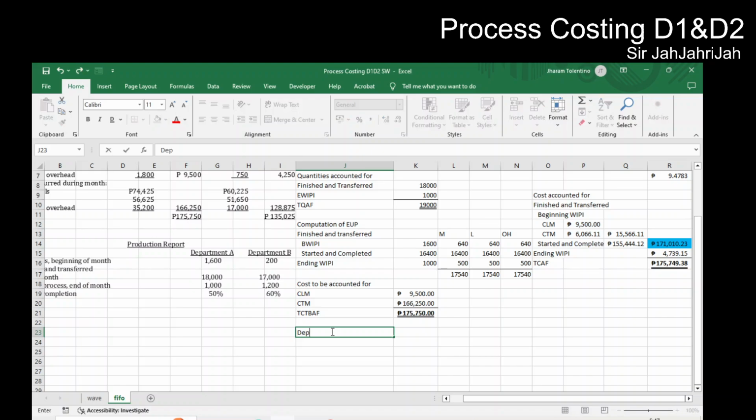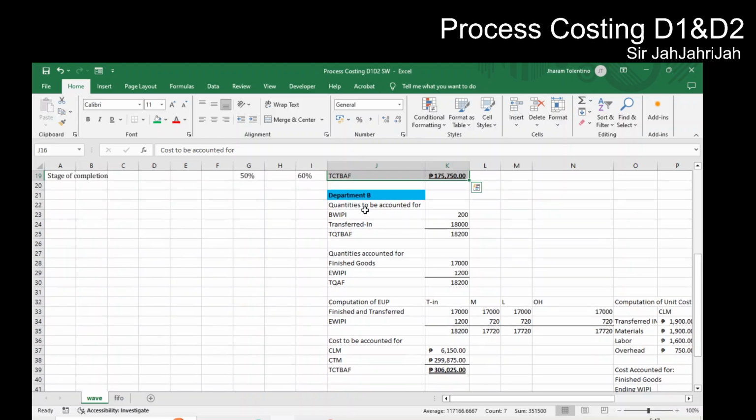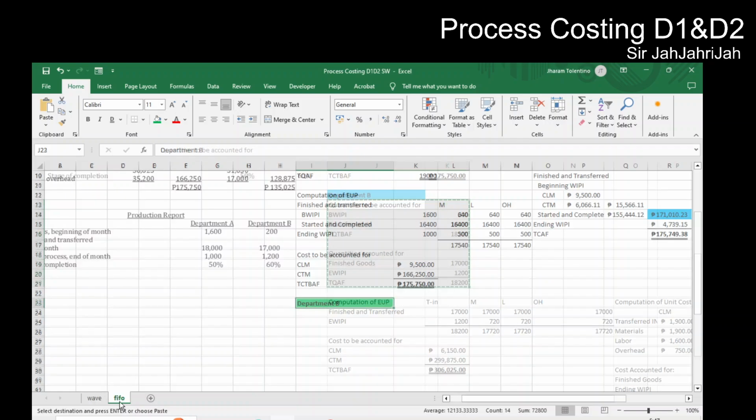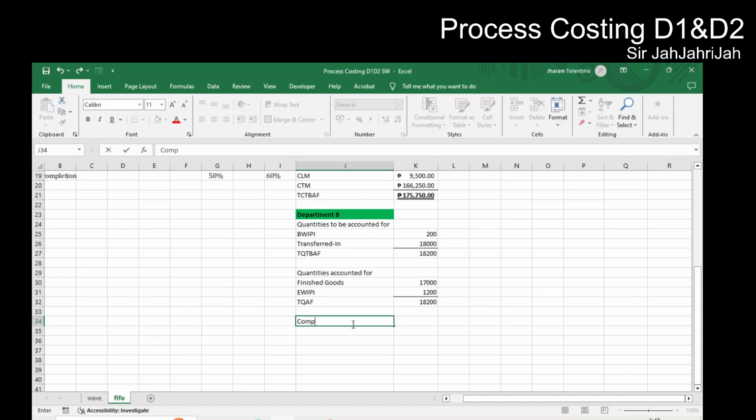So let's start with Department B. I think we can copy the started quantities, except for the computation, of course, of the EUP. So we have the computation of the EUP. We have finished goods. The finished goods has beginning work in process inventory and transferred and completed.